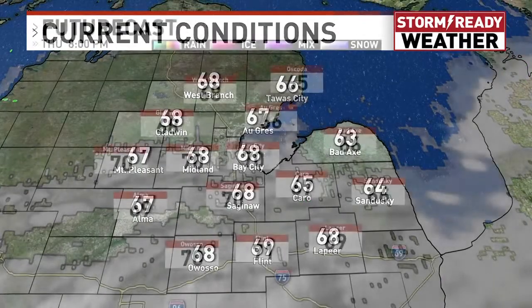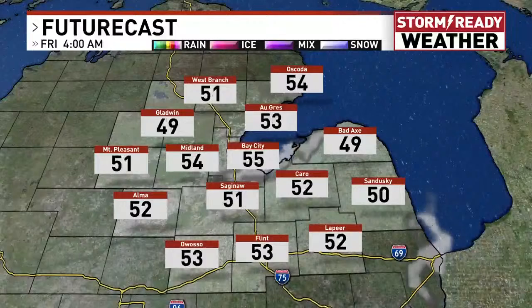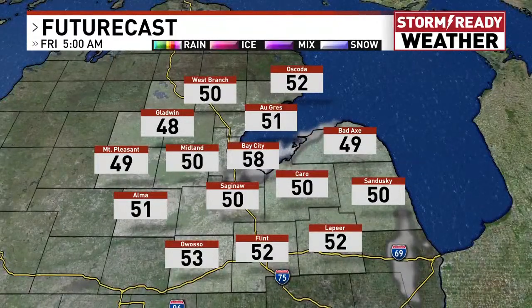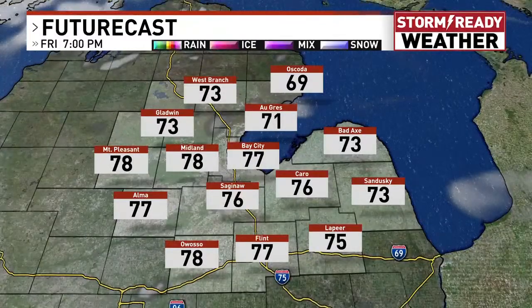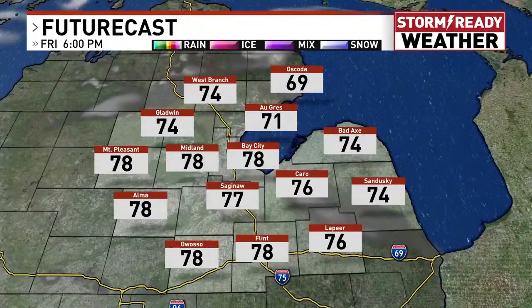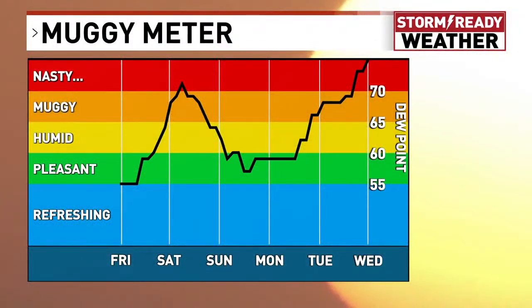You can see the current temperatures all in the 60s will continue to fall quickly tonight, and you can see those readings by tomorrow morning. It's going to be in the upper 40s to low 50s right there at 5 a.m. as the sun rises. Temperatures will quickly peak as we go towards 5, 6 o'clock with lots of sunshine, back into the mid to upper 70s, so a very nice Friday on the way.